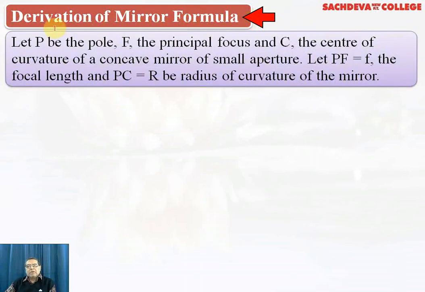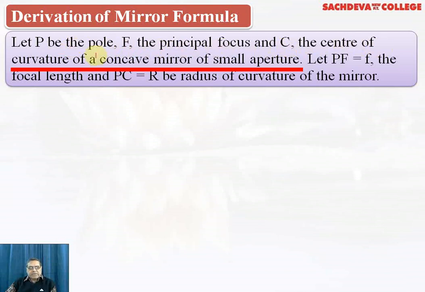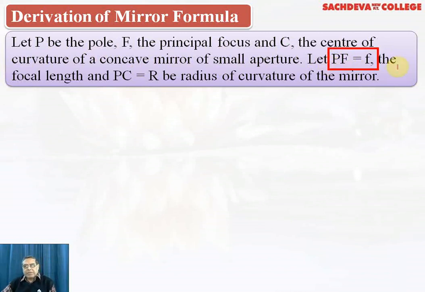Now we come towards the derivation of the mirror formula, that is 1 over u plus 1 over v equal to 1 over f. Let P be the pole, F the principal focus, C the center of curvature of the concave mirror. Aperture is small, that is, the curved part is small. PF will be equal to f, the focal length, and PC is equal to R, the radius of curvature of the mirror.